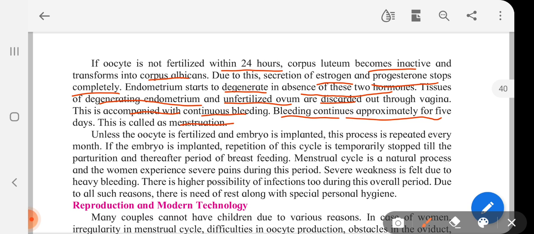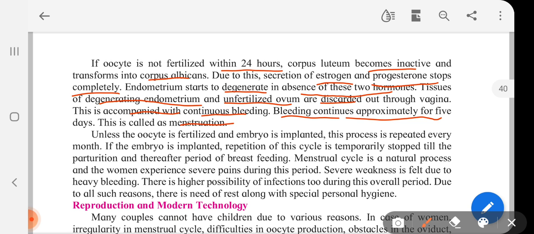So if the oocyte is not fertilized, what happens? The corpus luteum becomes inactive and converts to corpus albicans, and due to this, the secretion of estrogen and progesterone stops completely, and the endometrium starts to degenerate.